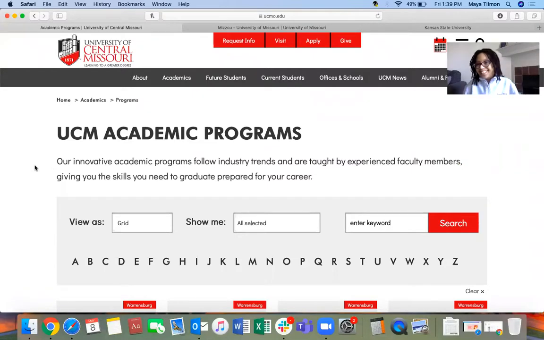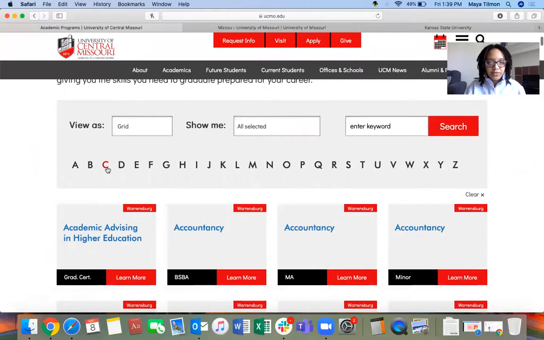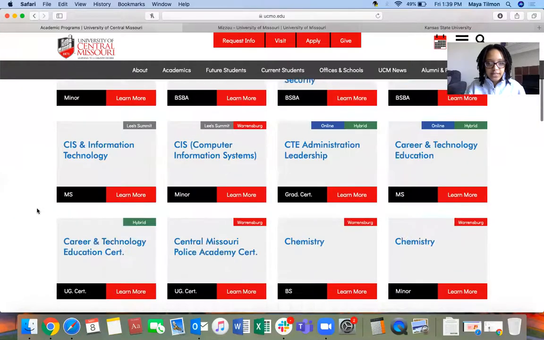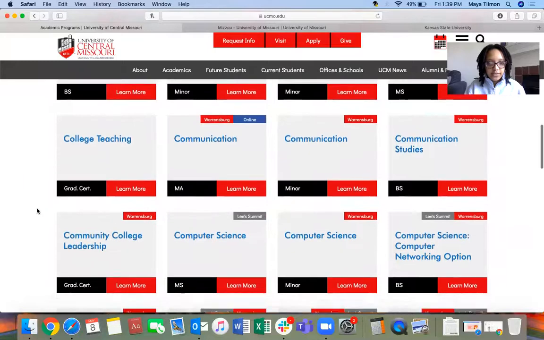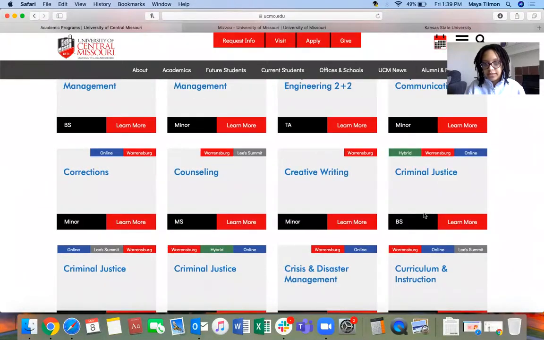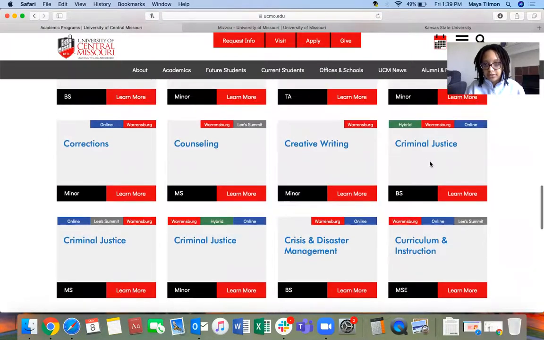The major that I decided to stick on today is going to be criminal justice, criminology, sociology, somewhere in there. So if you were looking for that, let's go to the C's. Alphabetical order, boom. Criminal justice, and this is the bachelor's, and this one down here is the master's. So you want to make sure you click on the bachelor's one.